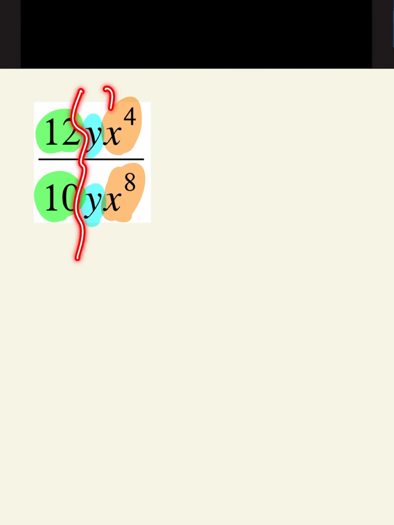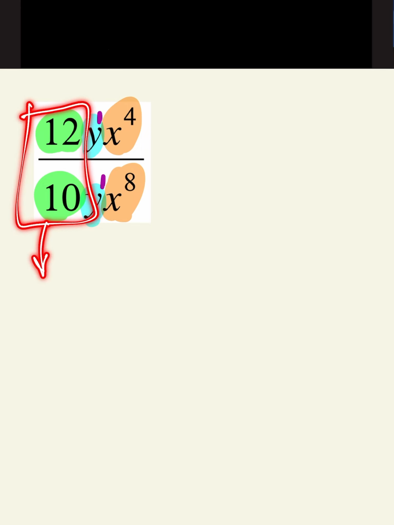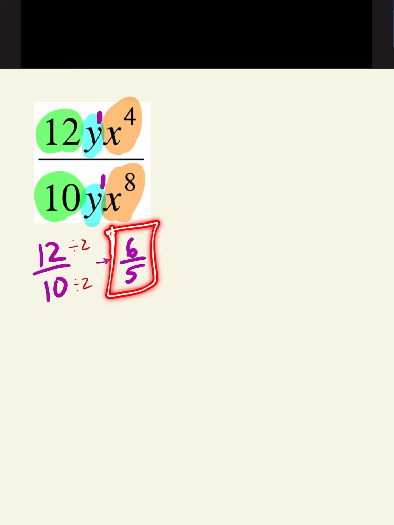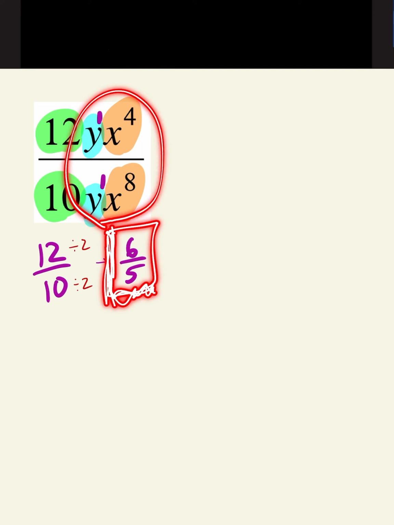Now for our final example. Again, split up your variables and coefficients. Write in any invisible ones if they're missing, and start to simplify. 12 divided by 10 won't divide evenly, so we just need to simplify it. To simplify, divide the top and the bottom both by the same number that goes in evenly into each. When we simplify our coefficients, we're still left with a fraction, so we'll need to pay attention to the variables to see if they end up on the top or the bottom.